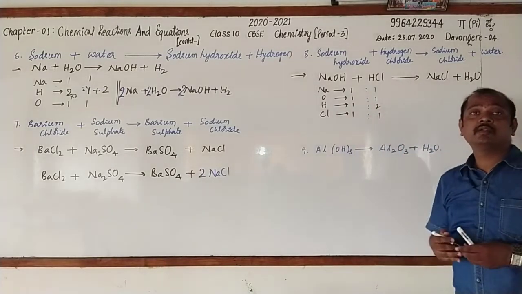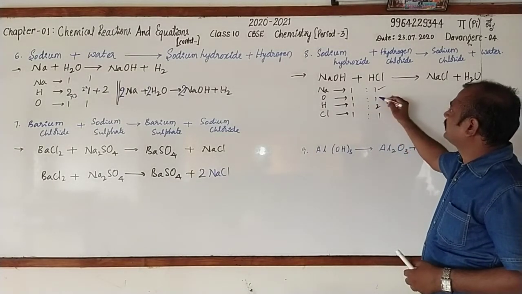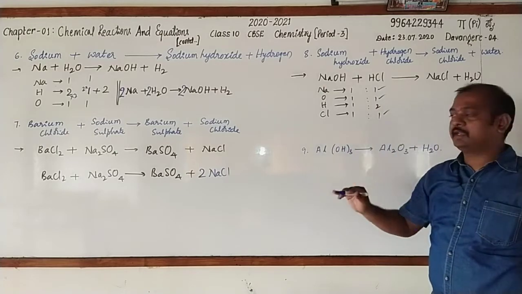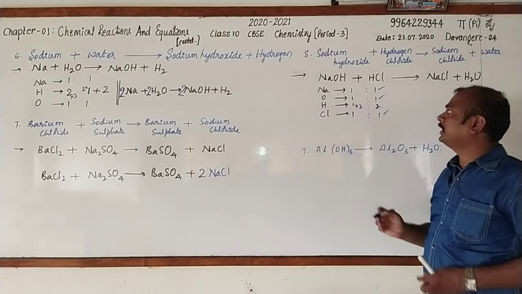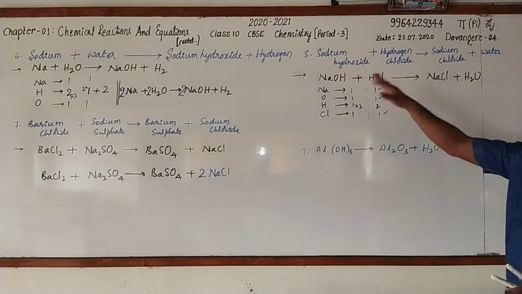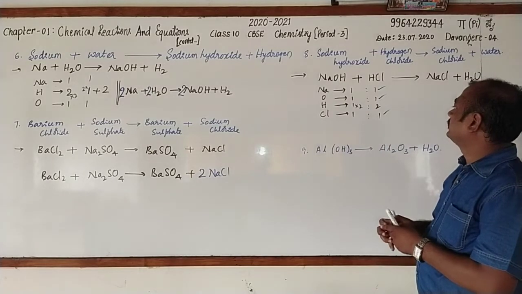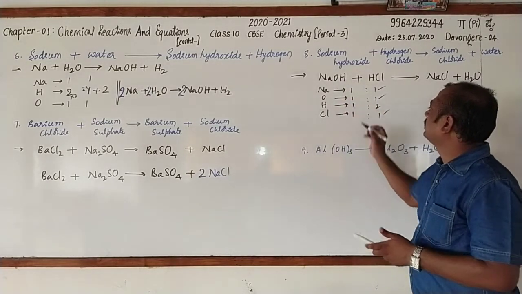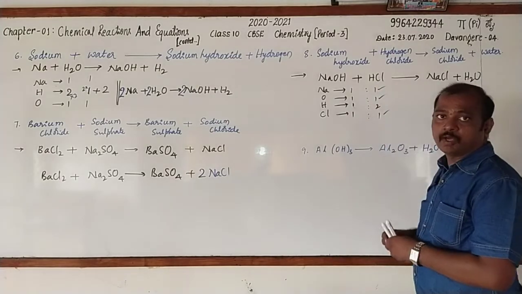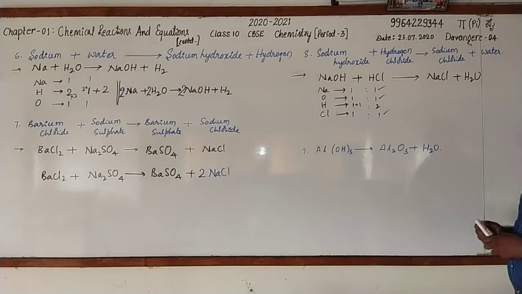Now you tell. Very simple. Sodium, oxygen, chlorine, all are balanced. Unbalanced is hydrogen. Here 2 is there. We have to multiply 2 on the left hand side. Wait, one more important thing. Hydrogen here is 1 plus 1. Is it not? Plus 1. Next, we have to multiply.